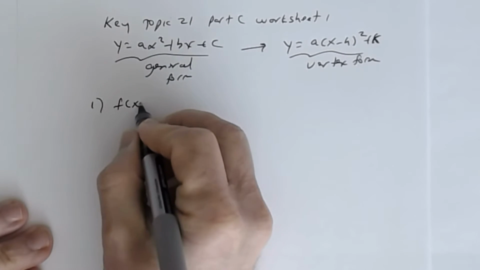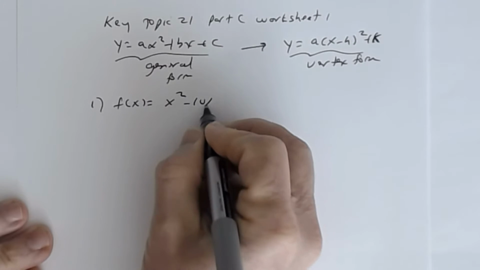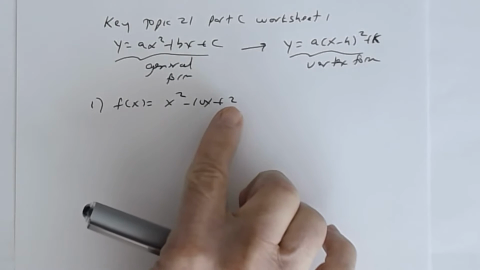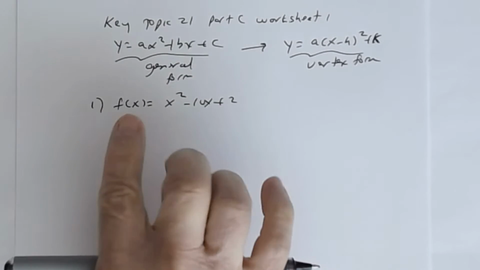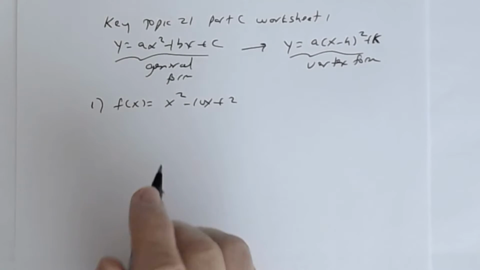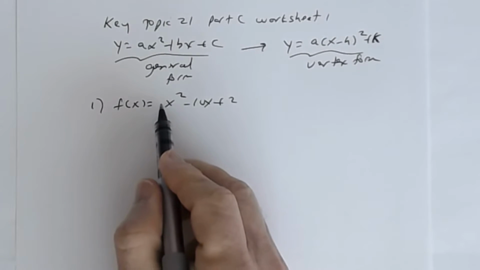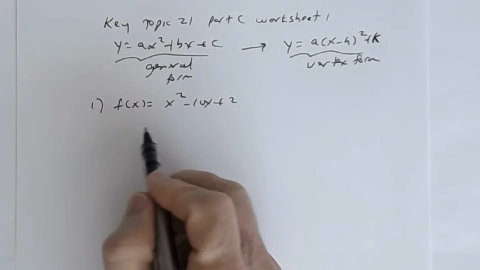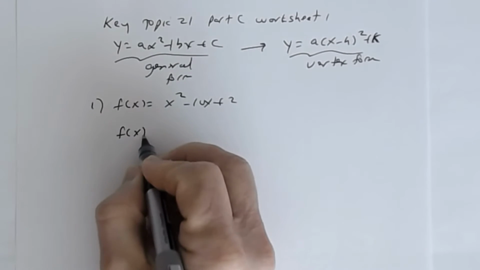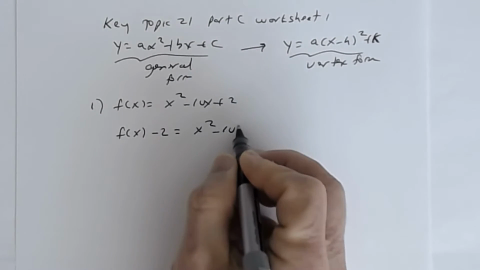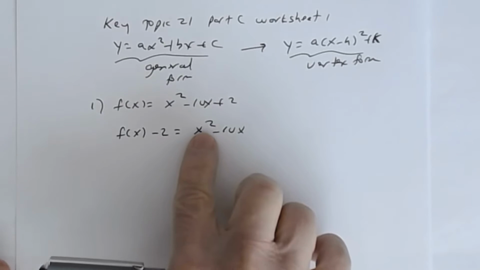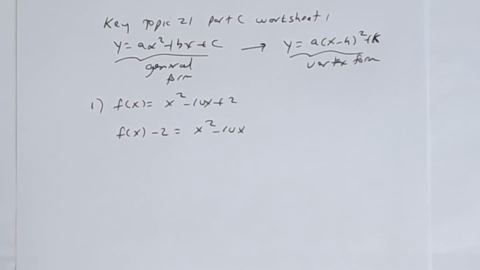So number 1, you have f of x equals x squared minus 10x plus 2. All right, so first thing you're going to do is bring this constant to the other side. Now, also keep in mind as we go through the others that the coefficient of x squared must be 1. In this case, the coefficient of x squared is 1. So the next thing you got to do is bring this constant to the other side. So we have f of x minus 2 equals x squared minus 10x. And now you're going to complete the square on the x terms. You've done that with circles, so now you're going to do it with quadratic functions.